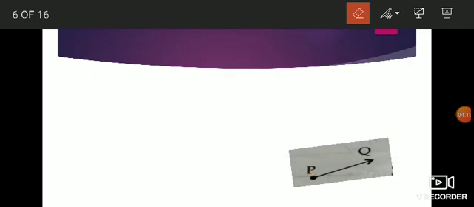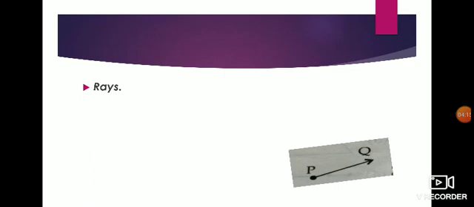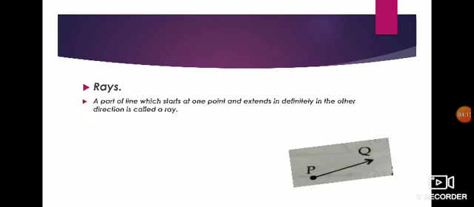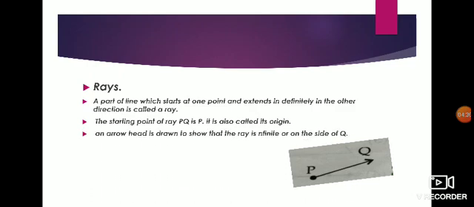See the explanation students. A part of a line which starts at one point and extends indefinitely in the other direction is called a ray. The starting point of ray PQ is P, so it is called the origin. Just now I told you, an arrowhead is drawn to show that the ray is infinite on the other side.